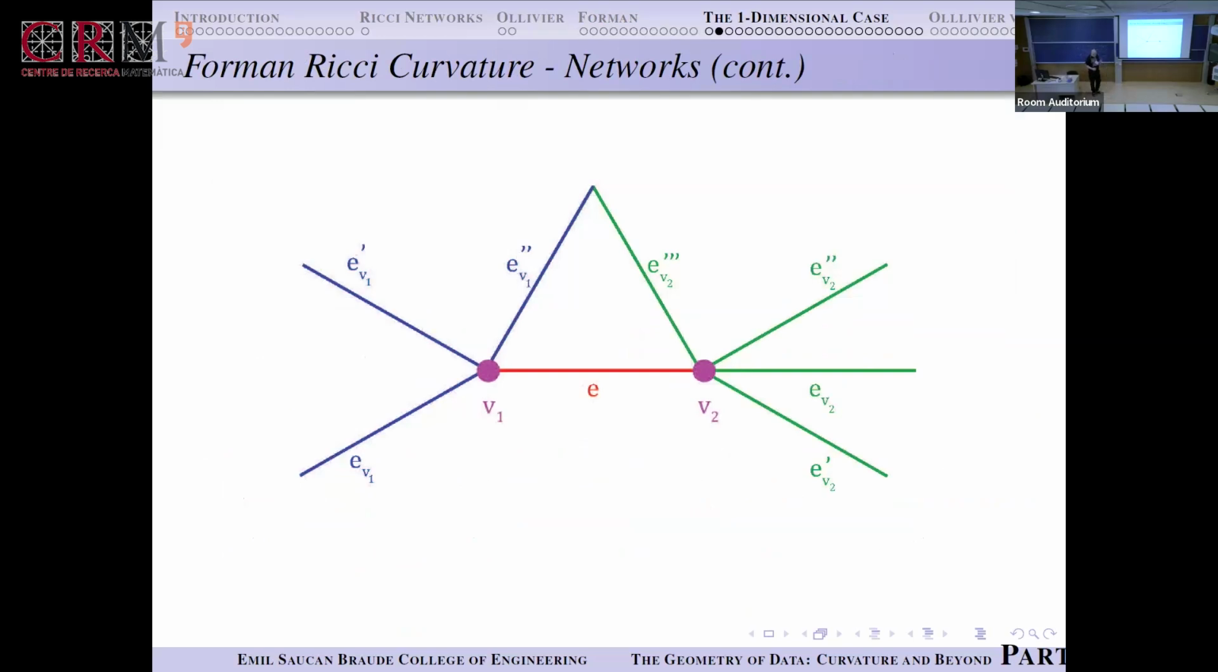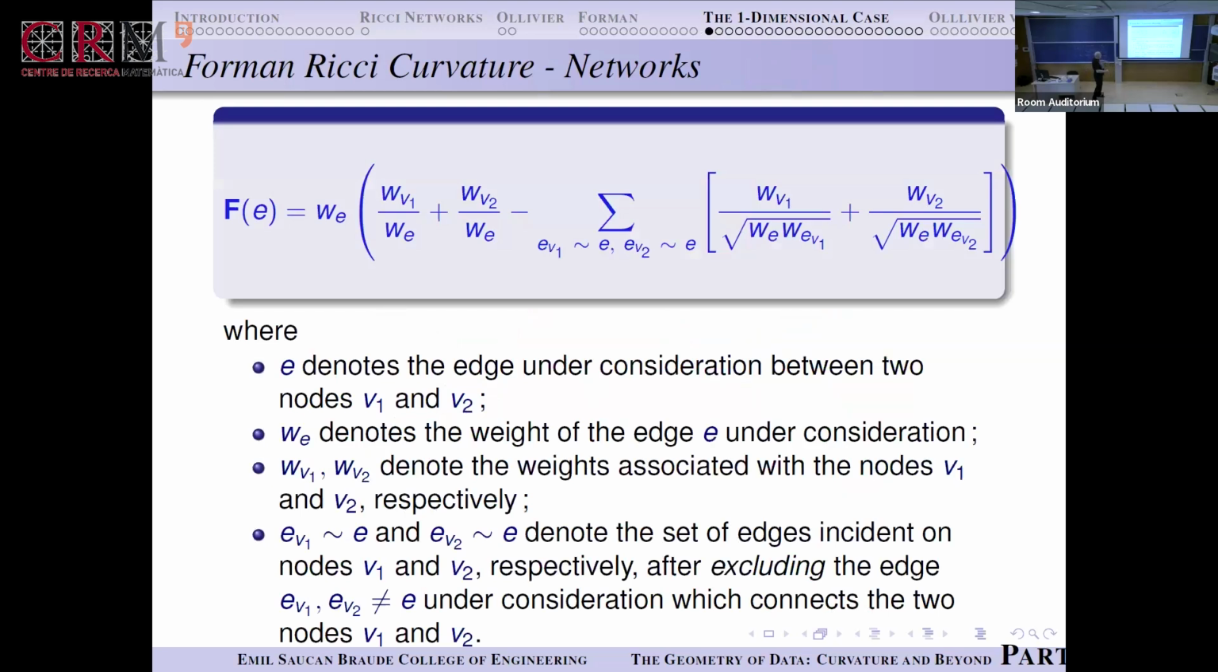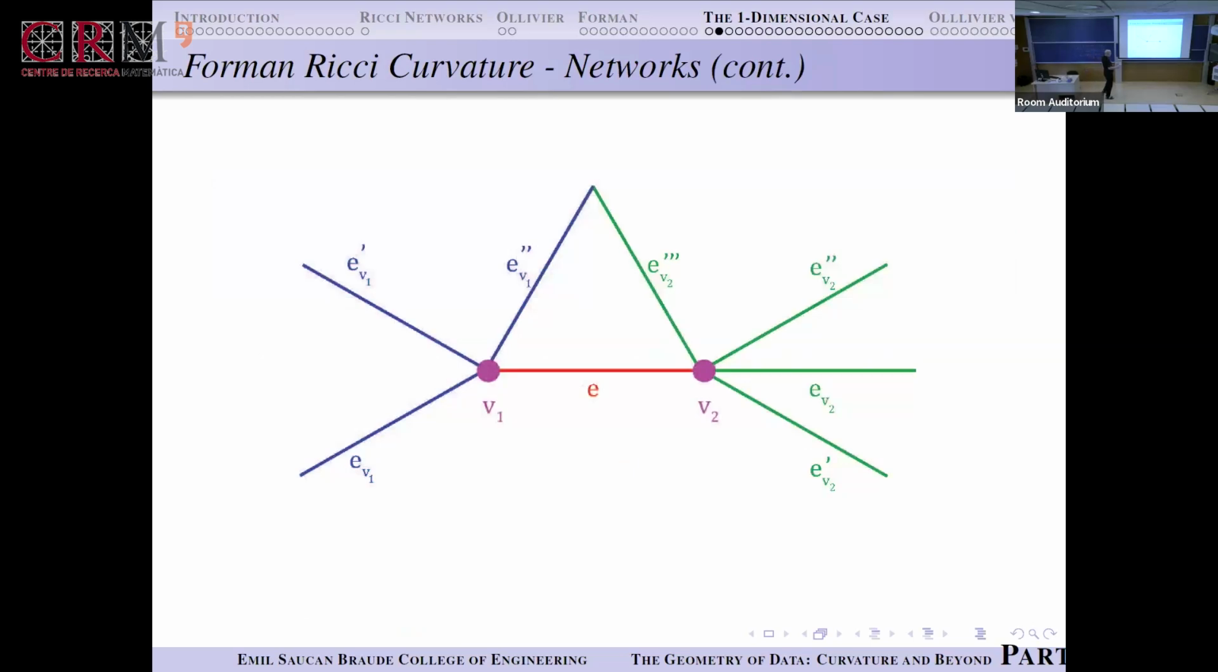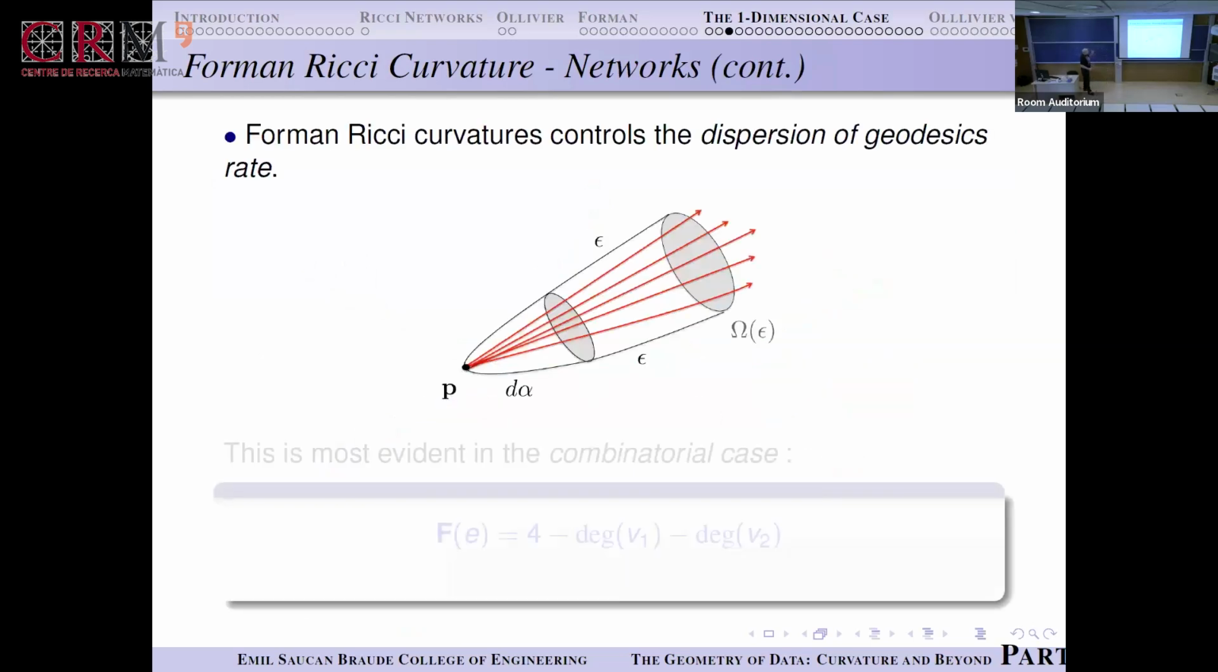And now you see the difference between proper graphs or networks and higher dimensional analogs. Because had I put in this triangle, then these two edges wouldn't have been parallel anymore, because they would have a common face as well, not just a common vertex. And that gives you something else. So when you put in faces, you delete parallel edges. So you miss something, you have fewer terms here. And that's important. And I said that Forman Ricci curvature controls the dispersion of geodesics.